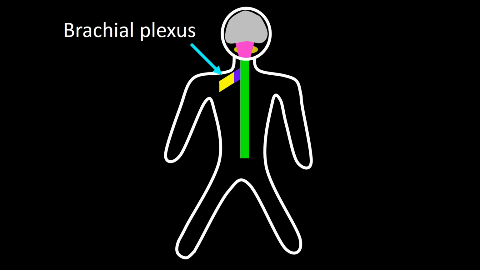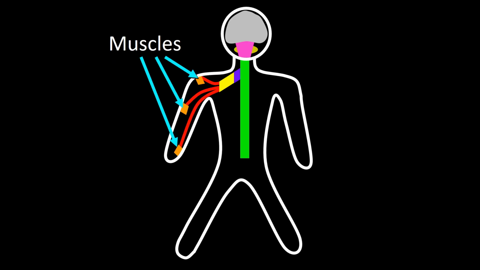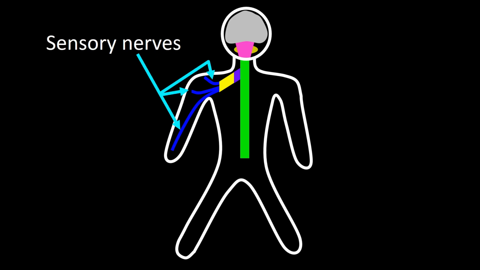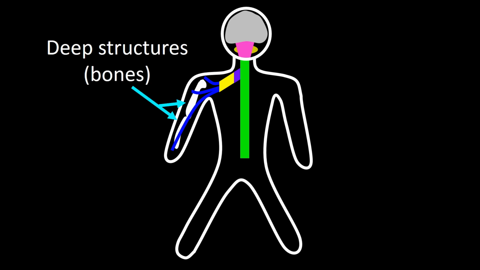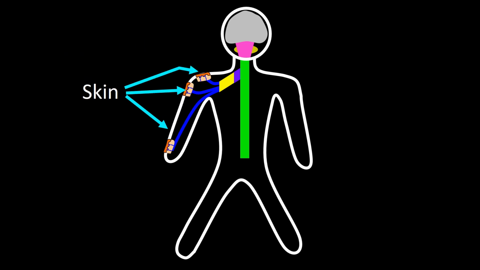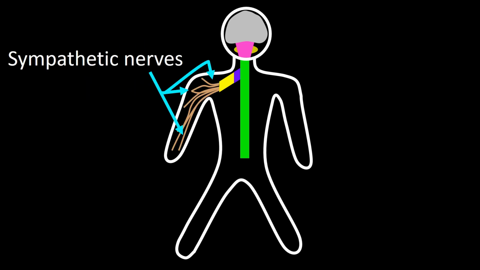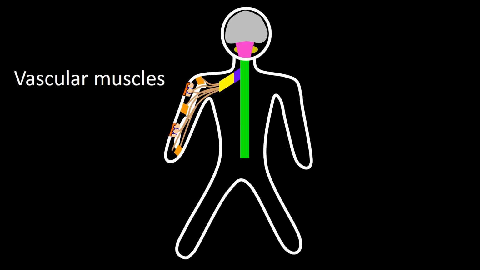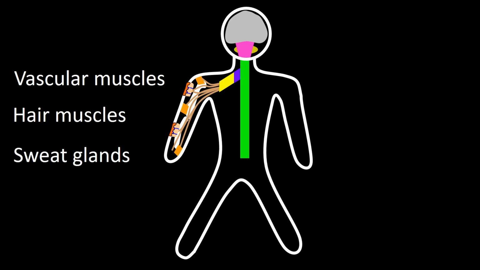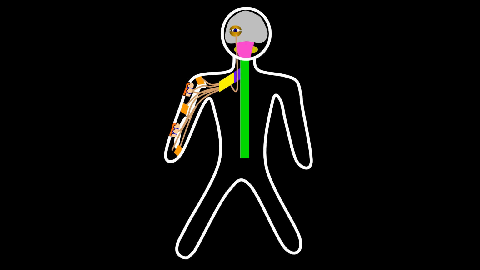Other important structures are the brachial plexus, motor nerves innervating the muscles of the upper extremity and the shoulder girdle, sensory nerves that innervate deep structures such as bones, and superficial structures like skin, and sympathetic nerves. Sympathetic nerves innervate many upper extremity structures, including arterial walls, hair cell muscles, and sweat glands.